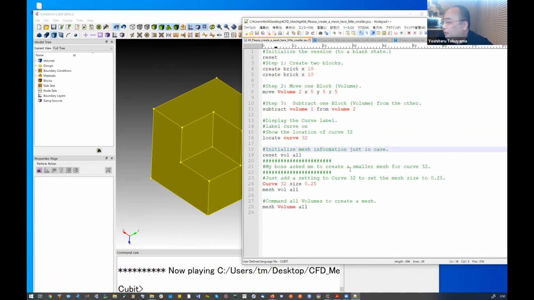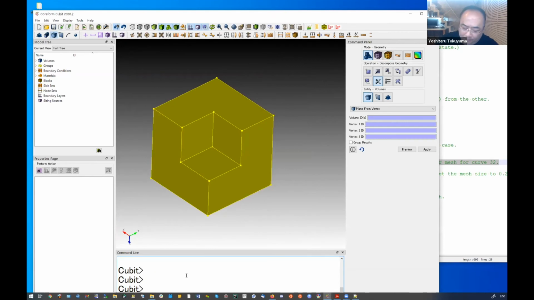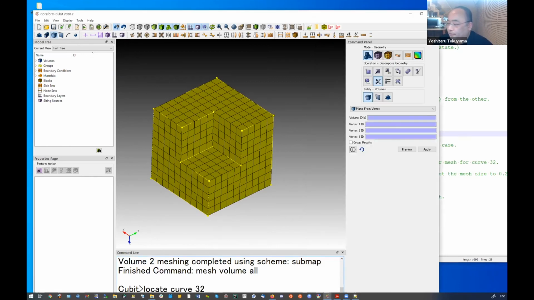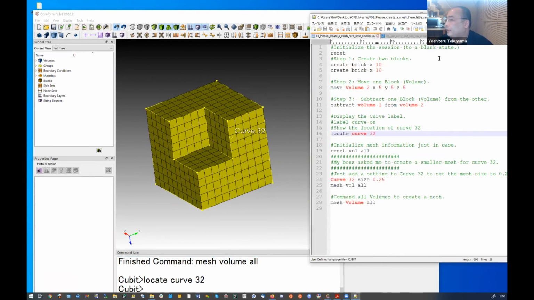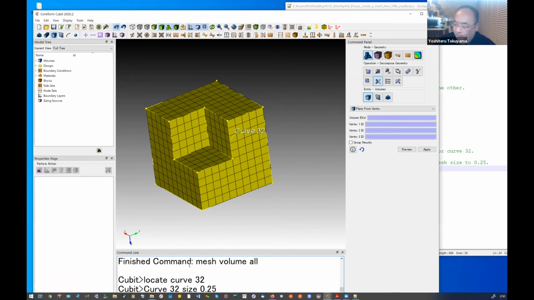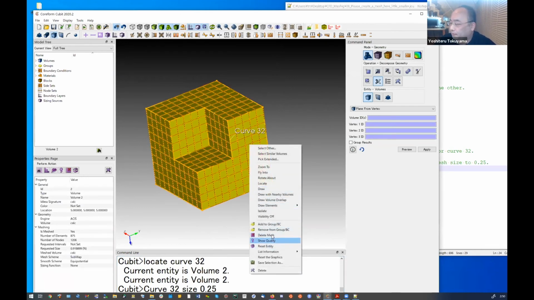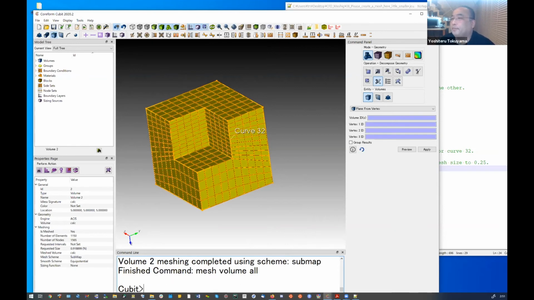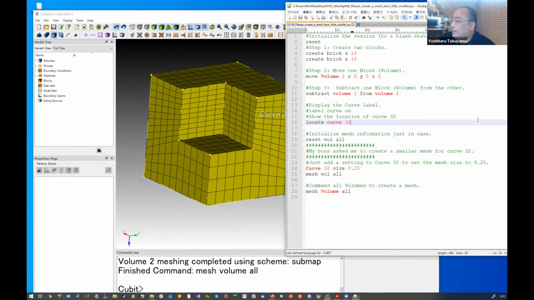My boss asked me to create a smaller mesh for cab 32. I only add this command. And mesh bold. It is easy to add mesh control.